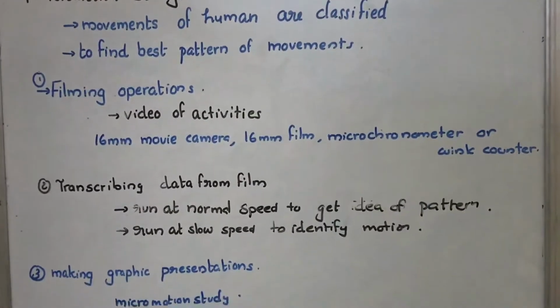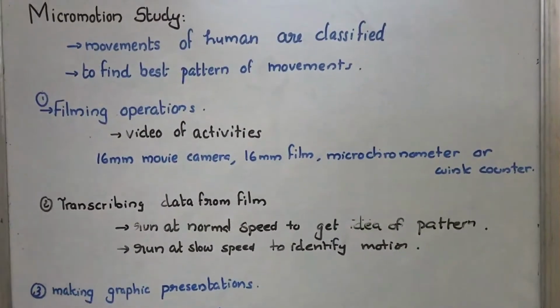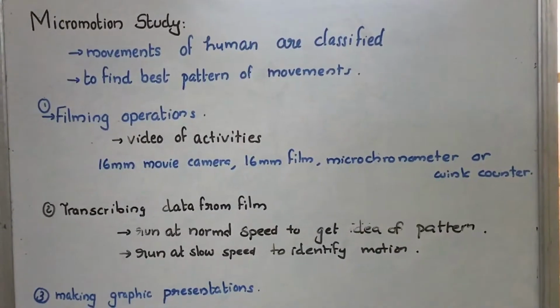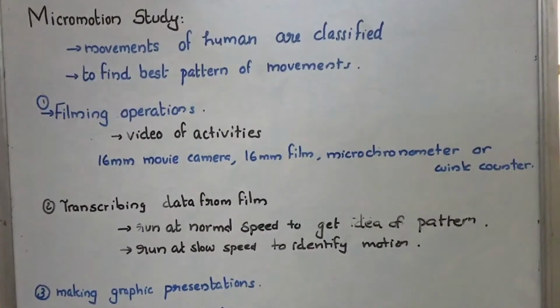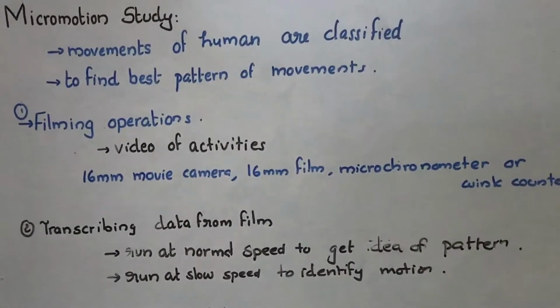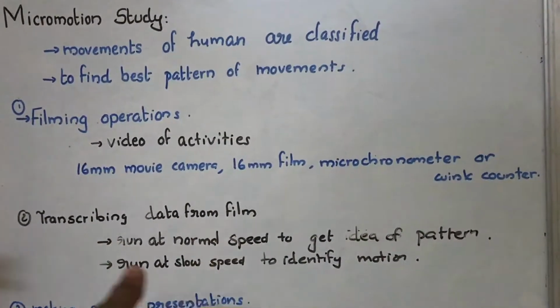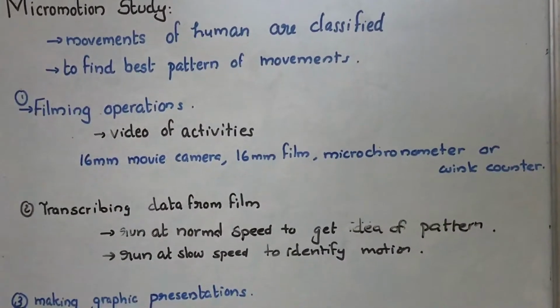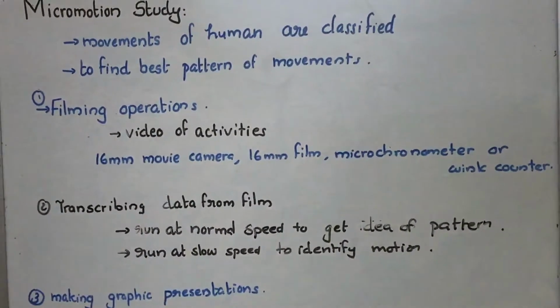Next, they will be transcribing data from the film. That means they will view this video and try to get an idea of the pattern of work they are doing. Suppose they are picking up a bolt and then assembling it. So they will make a pattern. Then they will run it at a slow speed to identify the exact motion.